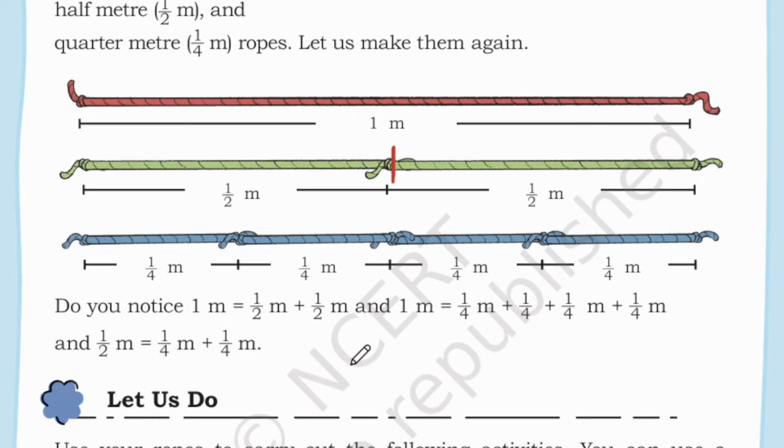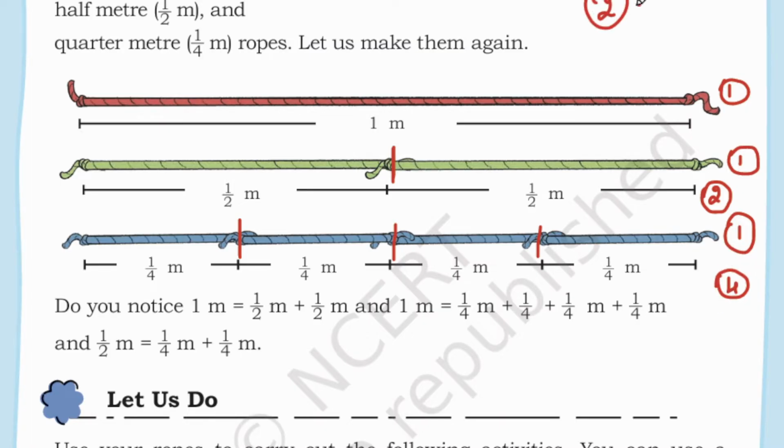And the blue rope is divided into 4 parts, which is 1 by 4 each part, which is also 1 meter. So this is also 1 meter. In 1 by 2, which is half meter, we have 2 halves, and in 1 by 4 meters, we have 4 quarters. Okay, so 2 halves make 1 meter and 4 quarters make 1 meter.